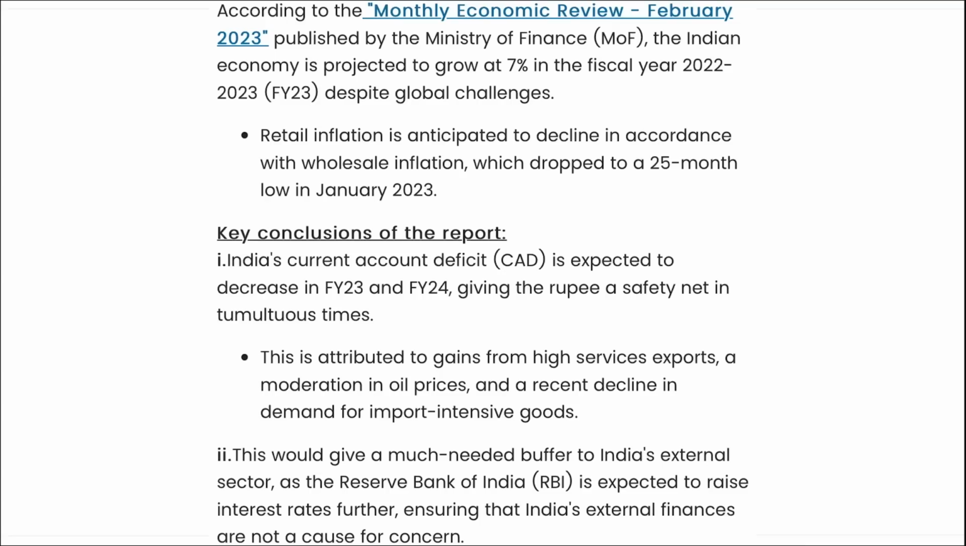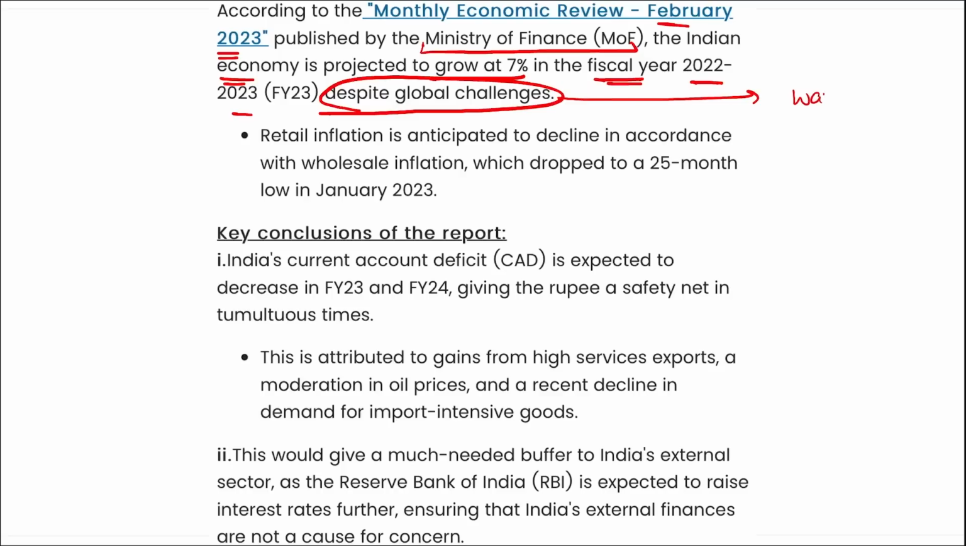according to the monthly economic review of February 2023 that was published by Ministry of Finance, Indian economy is projected to grow at 7% in the fiscal year 22-23 despite the global challenges. And what are the global challenges? War, then the bank crisis that is going on in USA. All right, these two are among the major impacts on the economies all around the world.